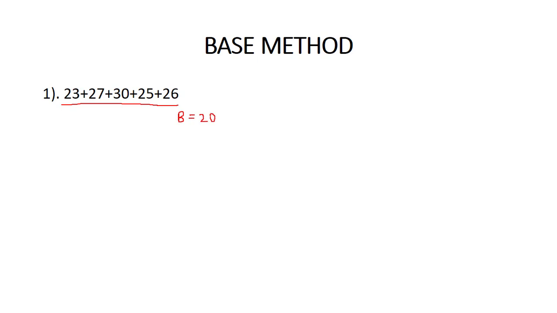Next, what we have to do is multiply the base by the total number of numbers in that example. So as you can see, in this example, there are 1, 2, 3, 4 and 5 numbers. So we will multiply 20 by 5.